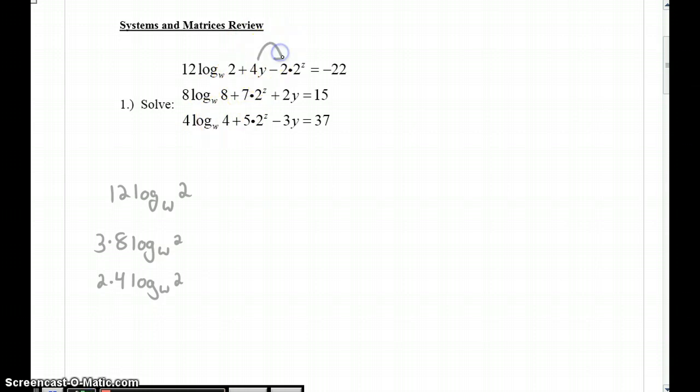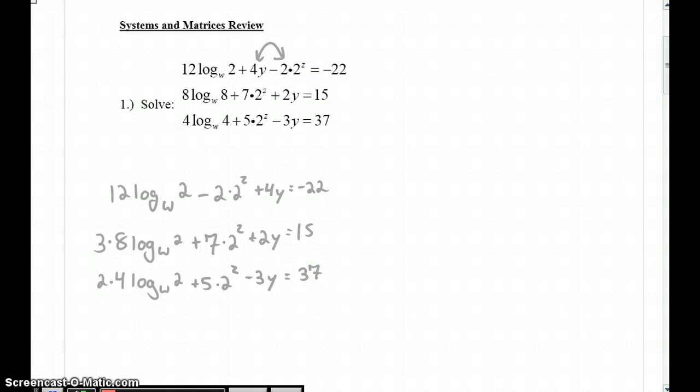Let's maybe swap these two so the y's are lined up with the y's and the z's lined up with the z's. And let's just copy those down. Minus 2 times 2 to the z plus 4y equals negative 22. Plus 7 times 2 to the z plus 2y equals 15. And plus 5 times 2 to the z minus 3y equals 37.